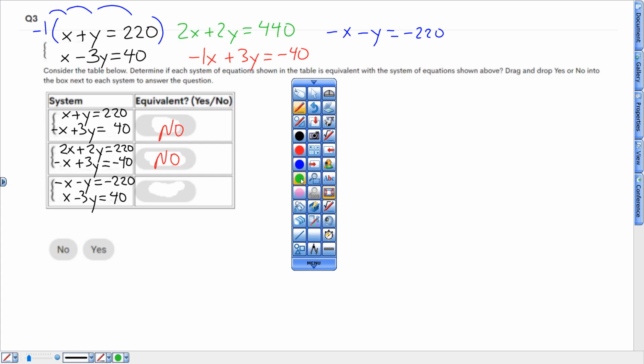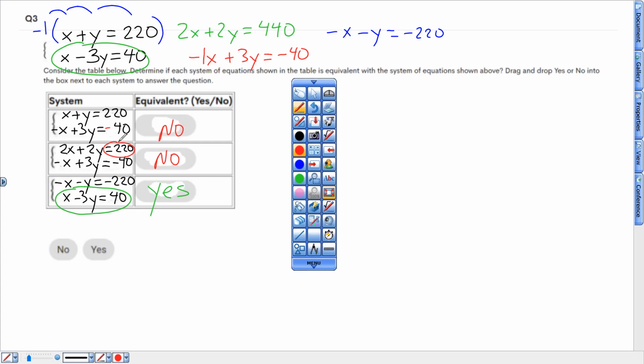And of course, the bottom one is exactly the same. So this one is a yes. They are equivalent. Even though negative x minus y equal doesn't look the same, they are equivalent. Even though negative x plus 3y equal negative 40 doesn't look the same as this, they are equivalent. These two down here had those mistakes that kept them from being equivalent.